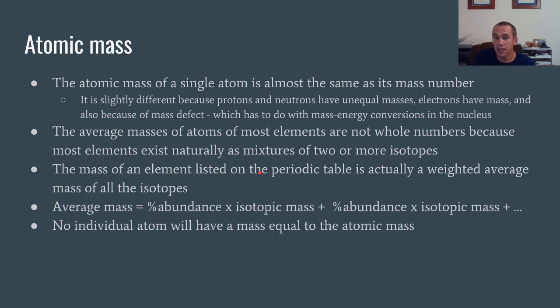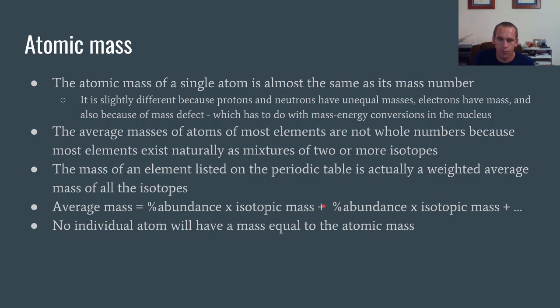So you look at the periodic table of the elements and it'll show you the atomic number, but it'll also show you the atomic mass. And that atomic mass is a weighted average mass of all the different isotopes. And the way that's calculated is right here. Percent abundance of that isotope times that isotopic mass plus the percent abundance of the next isotope times its isotopic mass. And repeat that until you've done all of the different isotopes of that element.